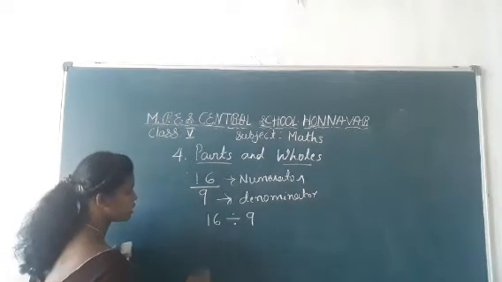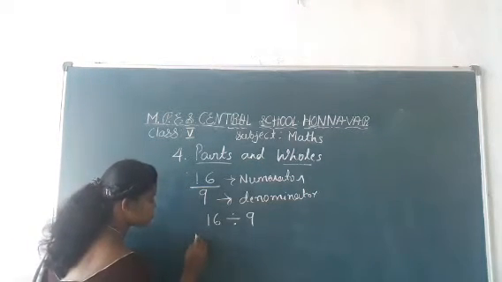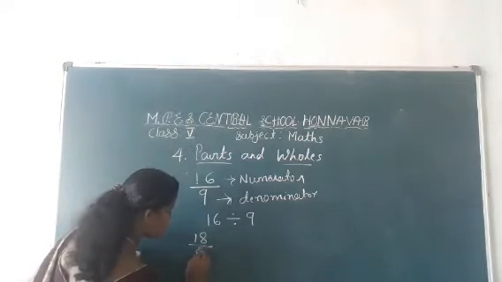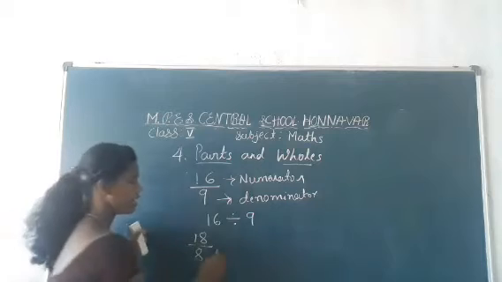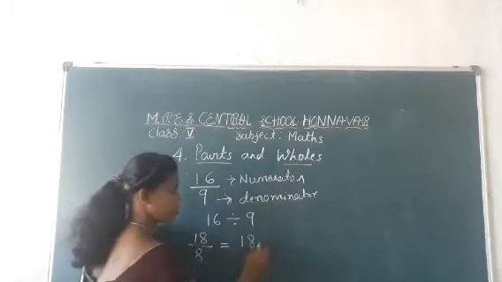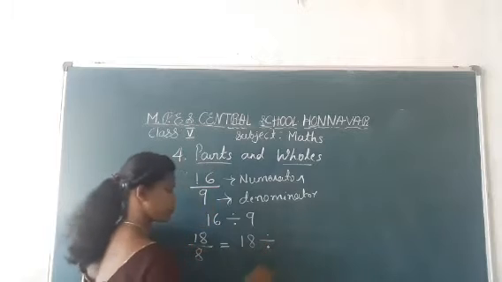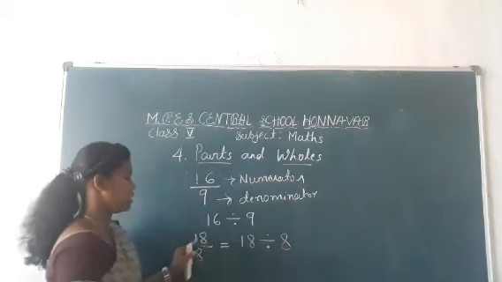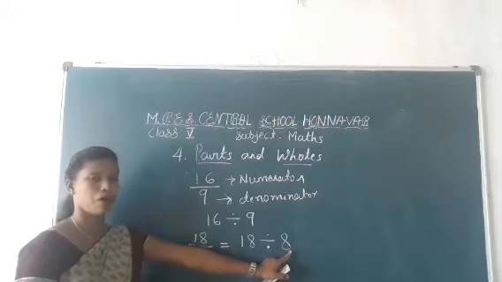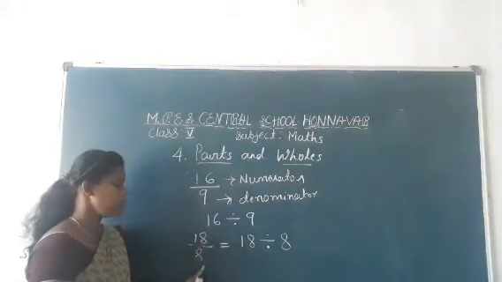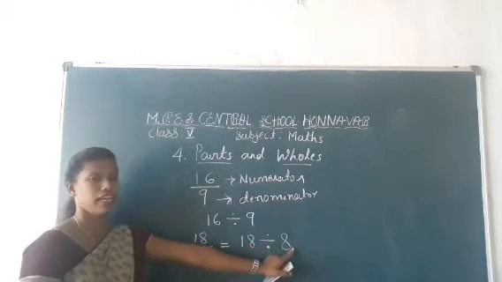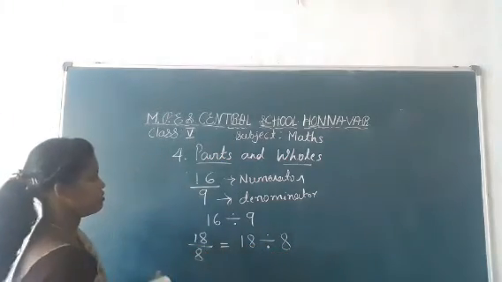Okay. Like this we write 18 by 8. We can write it in a division form. See here, 18 divided by 8. 18 is numerator and 8 is denominator. Here 18 by 8, we can write it as 18 divided by 8. Okay.